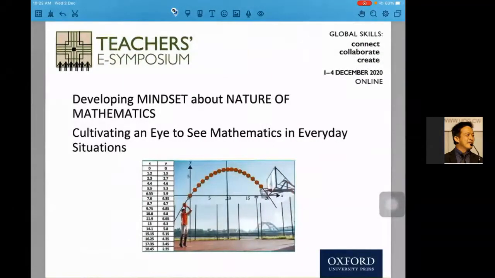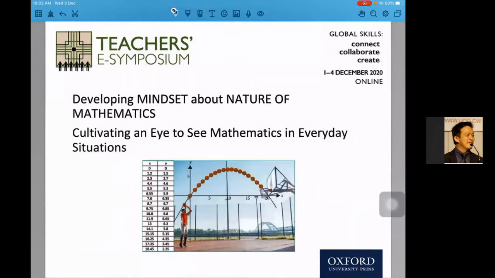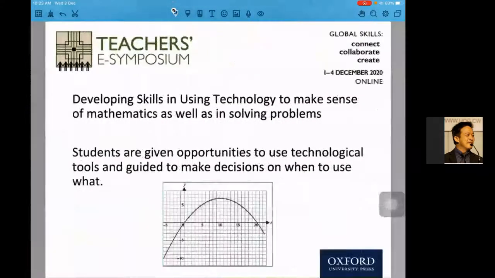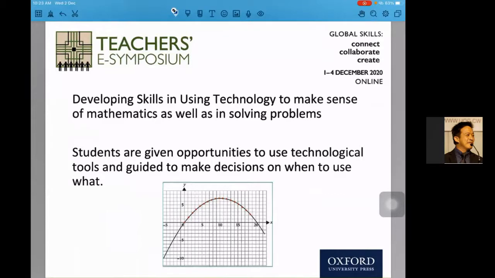So developing mindset about the nature of mathematics, cultivating an eye to see mathematics in everyday situations, like when they play sports. Are they able to see aspects of mathematics that are relevant? Are they able to do that? Are they able to use the relevant technological tools like GeoGebra, for example, to model mathematics? Students, are they given the opportunities to use technological tools and being given a chance to make decisions on when to use what? Or are they being given a blanket rule? No calculators in our class, for example. Being told will impact negatively on ability to make good decisions subsequently.